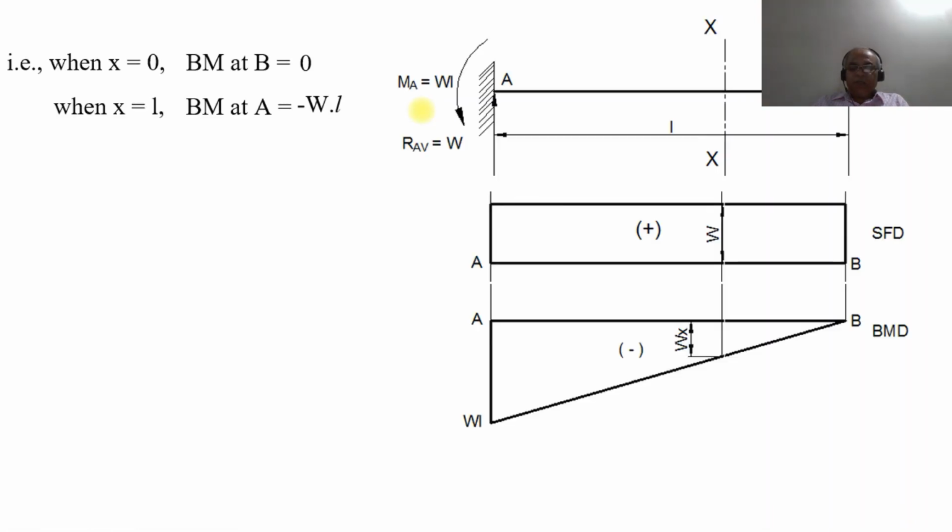So this is how you will be able to analyze the shear force diagram and the bending moment diagram on a cantilever with one end fixed and the other end free, with a load W acting in the downward direction. And this is how you will be able to get the solution.